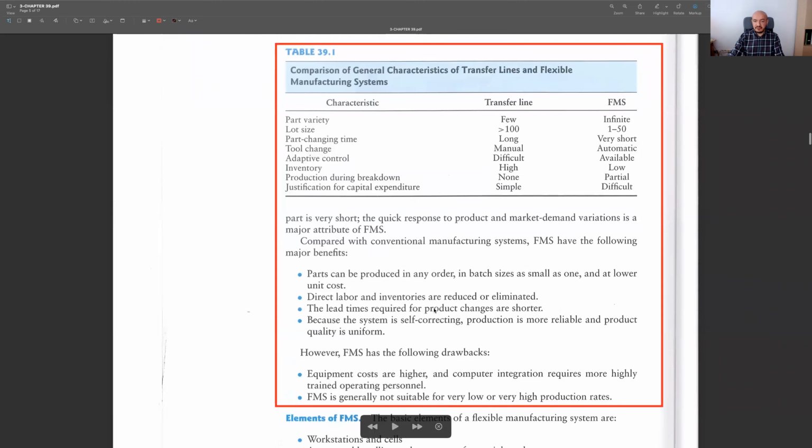Lead times required for product changes are shorter, yes, since we have high flexibility. Some of the tool changing, other operations are fully automated, so with less time, we can switch to a different product. And the system is self-correcting, yes, production is more reliable, and we have uniform products at the end of this operation. But on the other hand, we have some disadvantages.